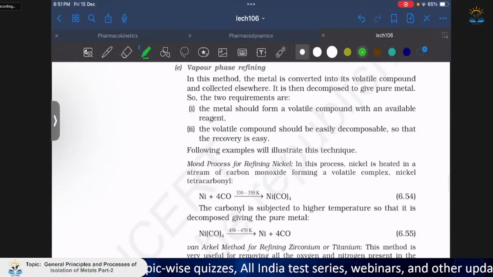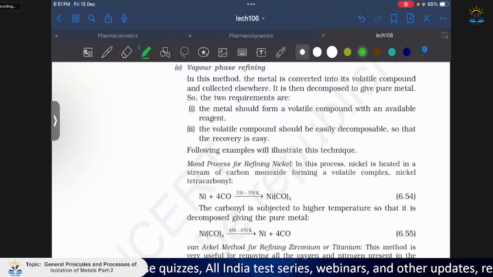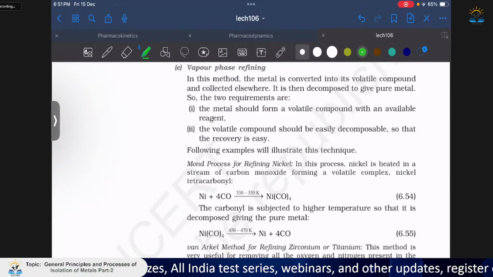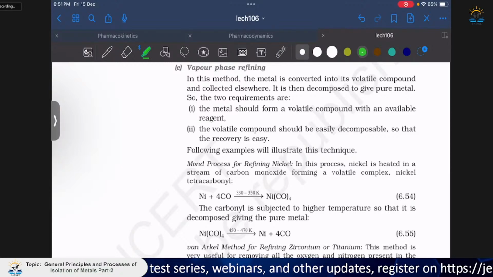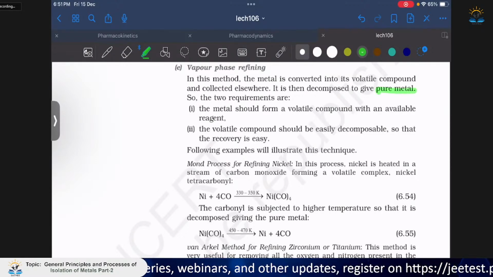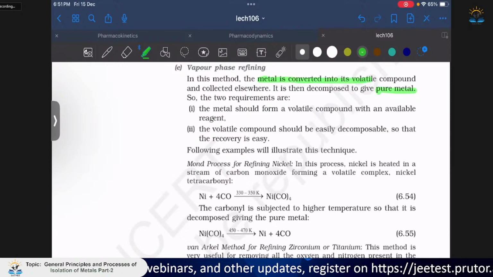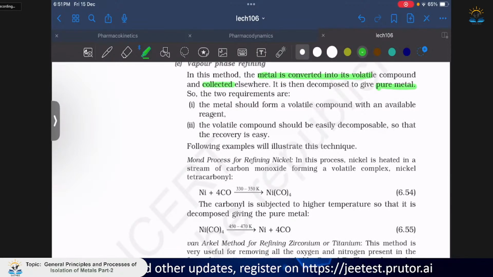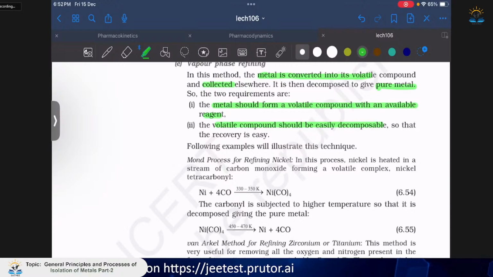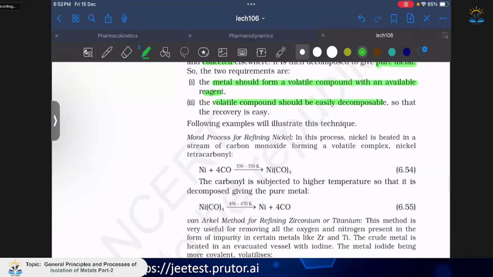Next is vapor phase refining. In this method, the metal is converted into its volatile compound and collected elsewhere. It is then decomposed to give pure metal. So the metal is converted to a volatile compound, collected, and then decomposed again. There are requirements. The metal should form a volatile compound with an available reagent, and the volatile compound should be easily decomposable so that the metal can be recovered.